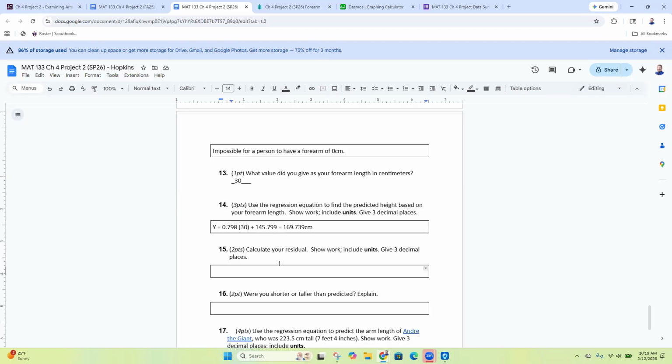So your residual equals, mine will be 165. That's my actual, minus 169.739. And that equals, mine's negative 4.739 centimeters. Okay.